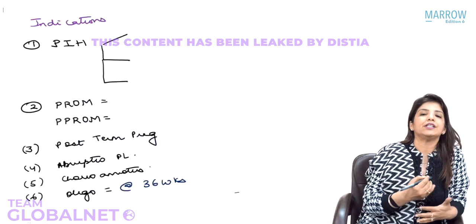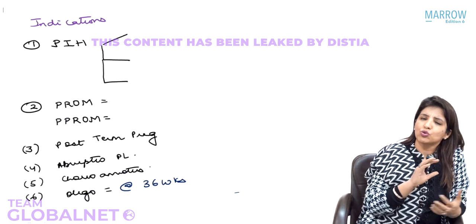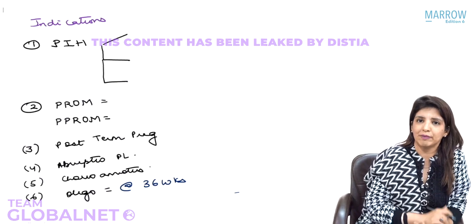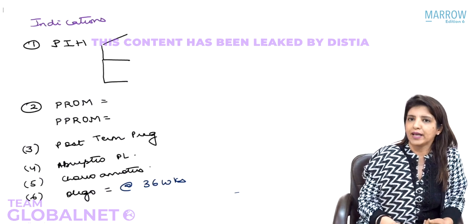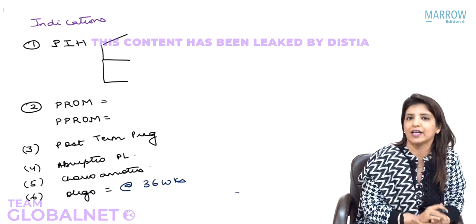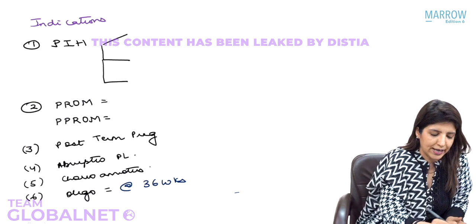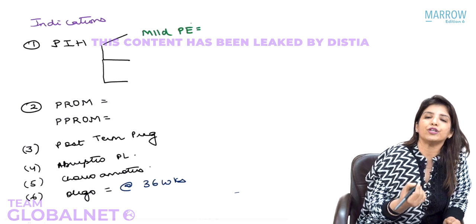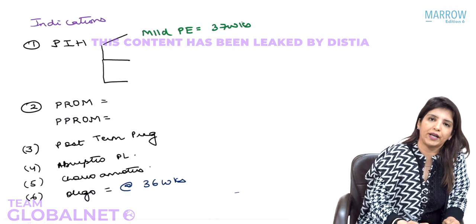Now, what are the indications for induction of labor? See, throughout OBS, at so many places we have said that we have to induce labor. So I am telling you all the indications at one place, and the timing at which induction is done for all those indications at one place. So in PIH, when there was mild preeclampsia, at what time do you induce labor? You induce labor at 37 weeks of pregnancy.